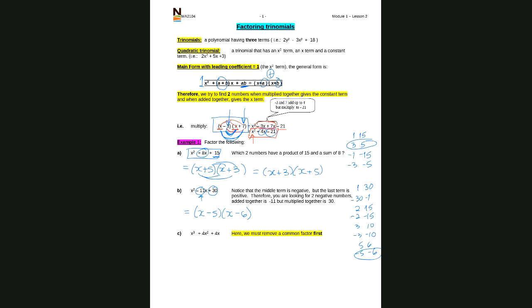Okay, and again, multiply it all out just to make sure that it does result in this answer here.